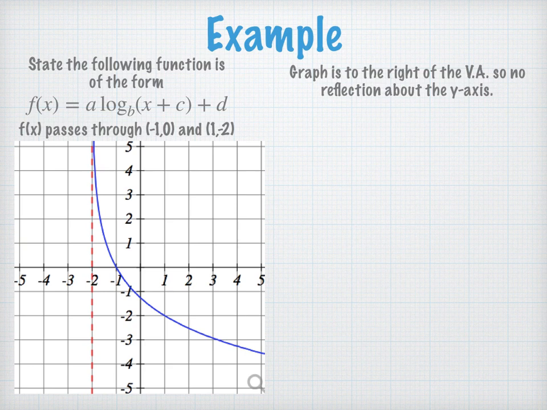The graph we see here is to the right of a vertical asymptote, so no reflection about the y-axis, so this is nice for us. Next, we're going to look for our vertical asymptote. We see our vertical asymptote here is graphed at x equals -2. This tells us that it's been shifted left by 2 units.